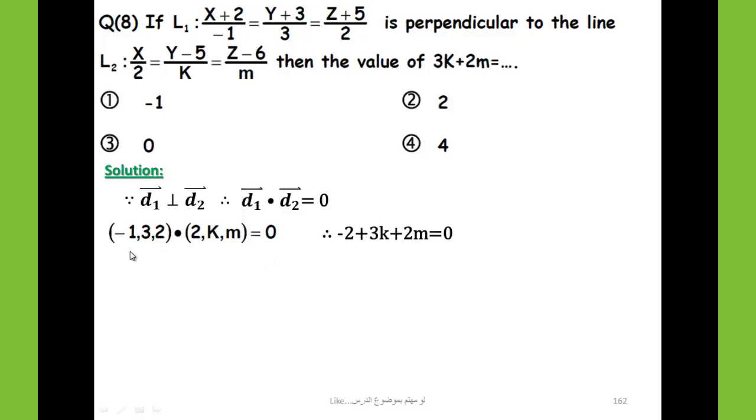Again, negative 1 multiply 2 equals negative 2, plus 3 multiply k, 3k, 2 multiply m is 2m, equals 0. It means 3k plus 2m equals 2, and this is the required. 3k plus 2m equals 2, so the answer is number 2.